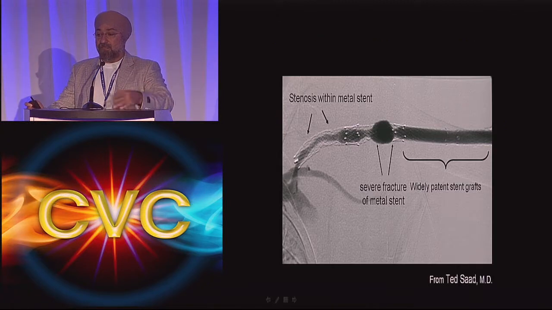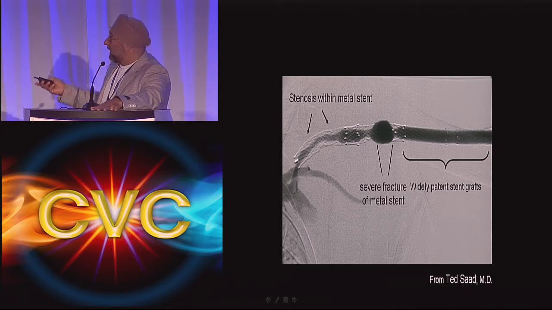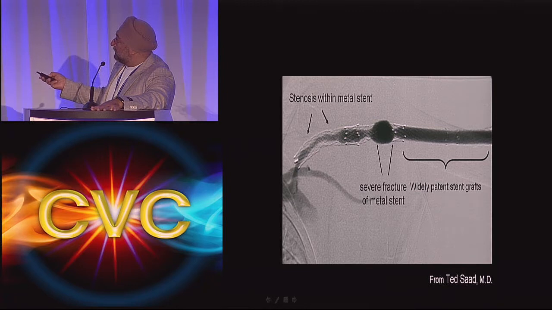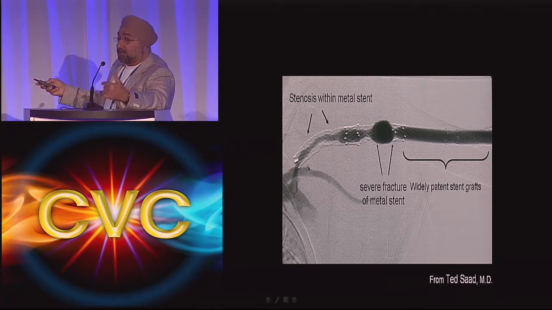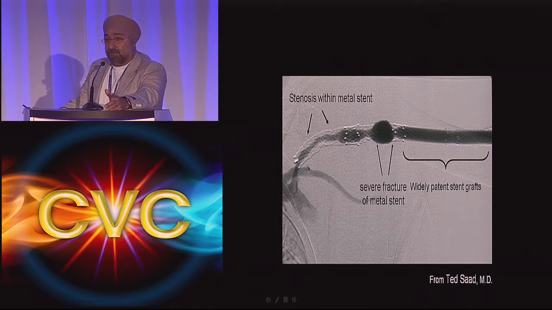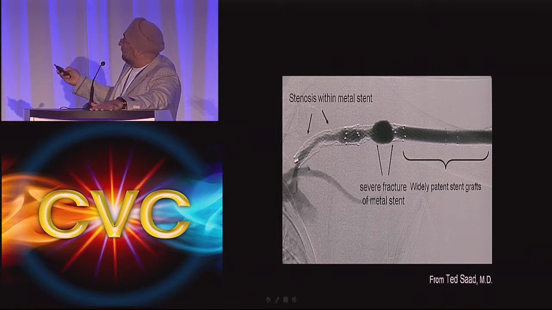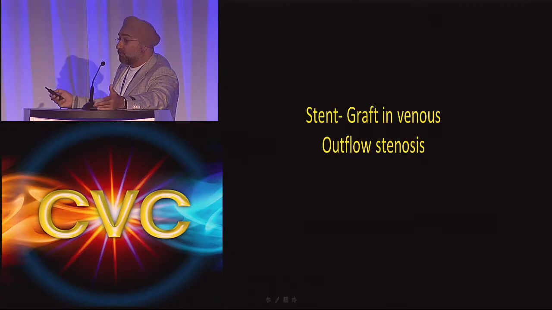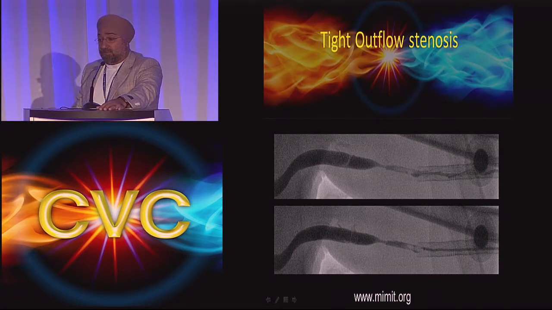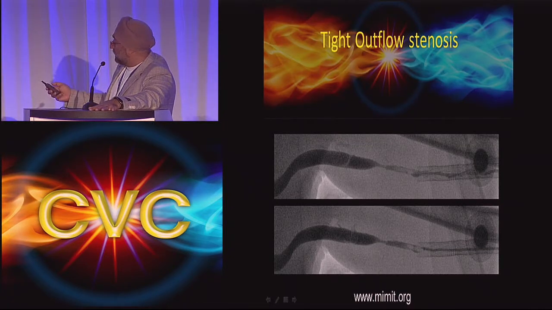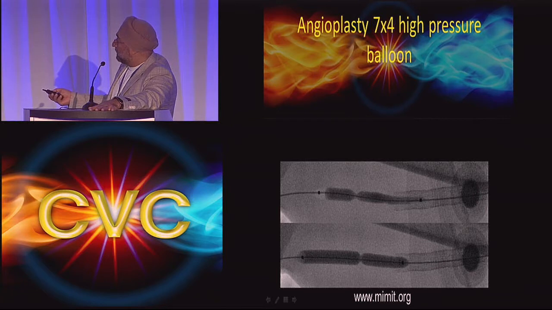A few months later, stenosis. Why? It was intimal hyperplasia, metals would fracture, and then the work started happening. Well, how can we do this better? Here's a case where you have a graft material and you have a bare stent, and you can see the difference. And slowly we started to use more and more stent grafts. As we would angioplasty this, and you can see, this is a 30 atmosphere balloon and there's still a waist.